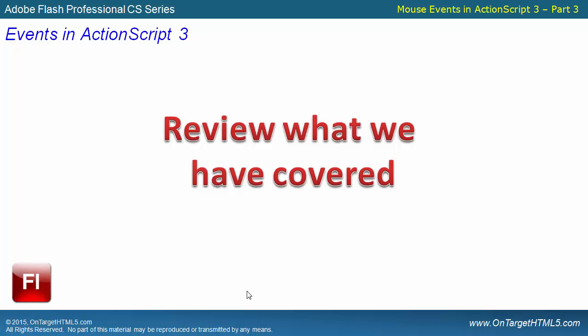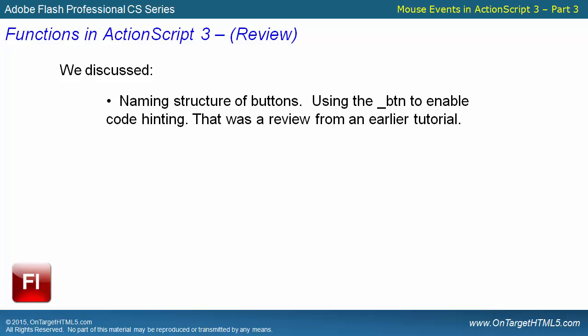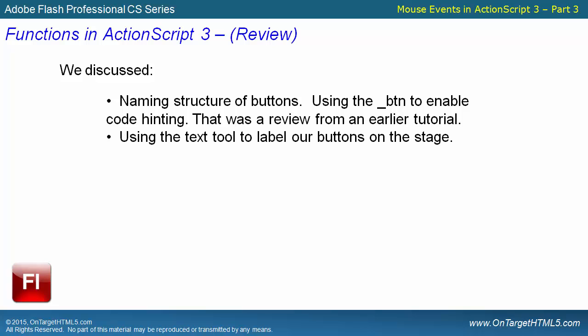And now let's review what we covered in part 3 of the mouse events tutorial. So we discussed the naming structure of buttons and using the _BTN to enable code hinting. And again, I talked about that at the very beginning. I use _MC. I use _BTN. That actually allows code hinting. And you probably noticed those windows popping up as I was typing stuff in.